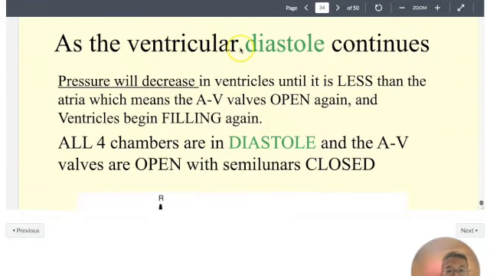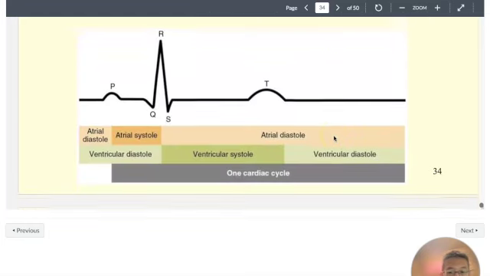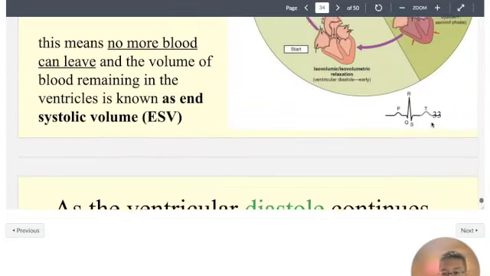As the ventricular diastole continues, as the ventricle relaxation continues, pressure will decrease in the ventricle until it is less than the atrium, which means the AV valve will open again. You just have to visualize this. All four chambers are in diastole, and the AV valves are open with the semilunar valves closed. So here's everything together in a flat chart like this.